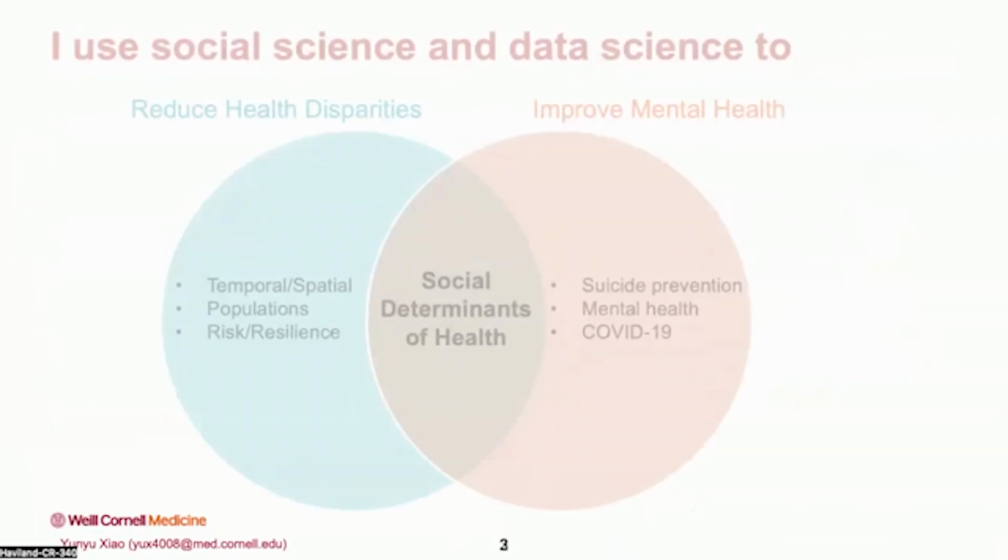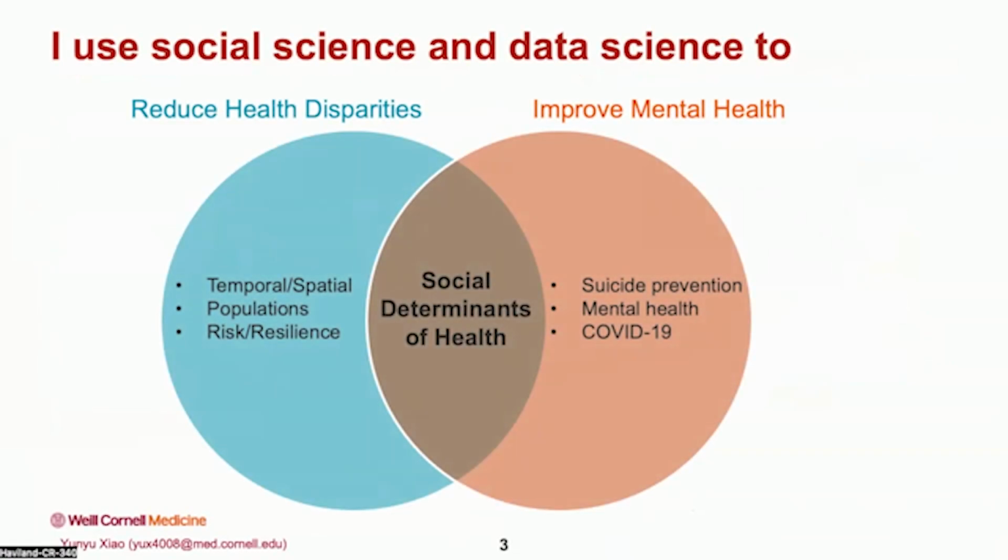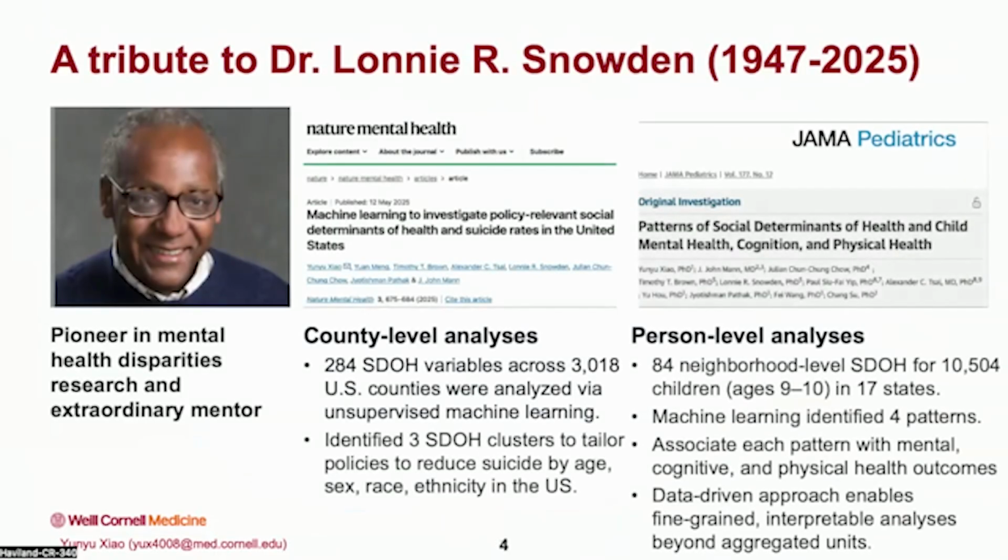So some of the disclosures. In general, I usually tell people that I'm in this Venn diagram where I use a lot of social science and data science to reduce health disparities and then improve mental health. So a lot of my work is centering on addressing social determinants of health, how to measure them, and how we approach them to inform policies. And this work has really been inspired by Lonnie when we were talking about how to measure and do the analysis. I have done two pieces of work, and in both of them, Lonnie is a co-author, and I wanted to share them with you today.